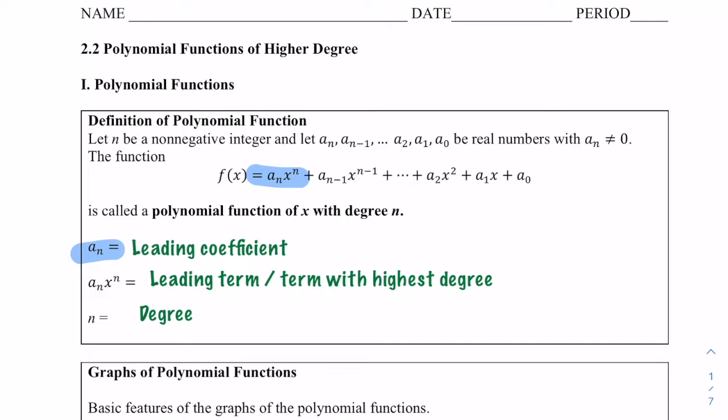So the highest degree will determine the leading term. And n is that exponent for x, and that determines the degree of the whole polynomial.